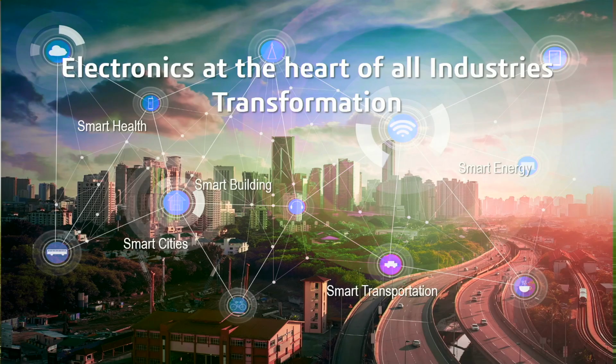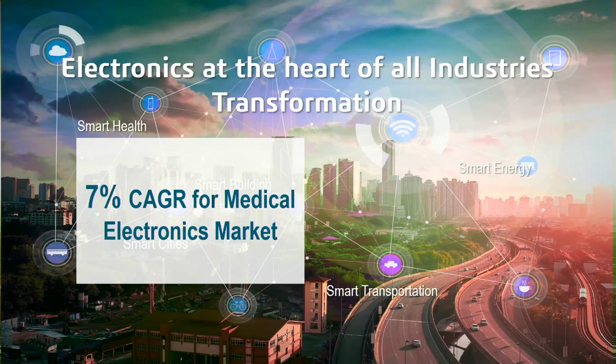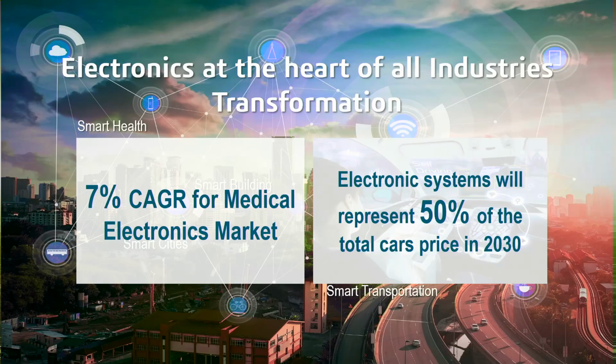Things like smart health, smart buildings, smart energy, smart transportation. We can pull up some statistics on that, but there's too many from too many different industries to really cover. Medical electronics is one thing: patient monitoring and patient care tools are growing over 7% a year for a compound annual growth rate. In 10 years, they're predicting electronic systems will represent 50% of the price of a car. Half of the price of a new car is going to be electronics.